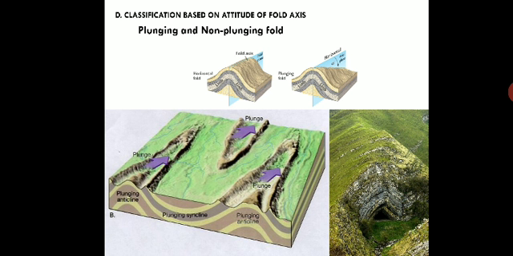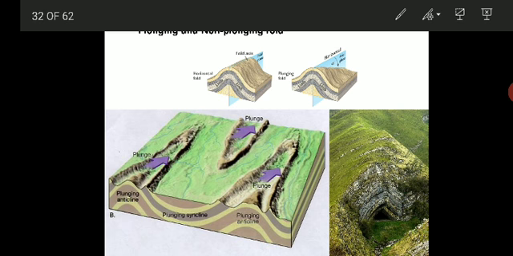Then next classification is based on the attitude of the fold axis. Attitude is the dip and strike. So this we have already discussed, that is plunging and non-plunging fold. This is based on the fold axis. So what is the fold axis? The line of maximum curvature in the fold is called the fold axis. So there are two types, plunging and non-plunging. The axis of a fold may be horizontal or it may be inclined.